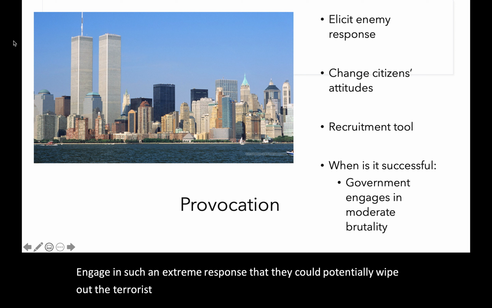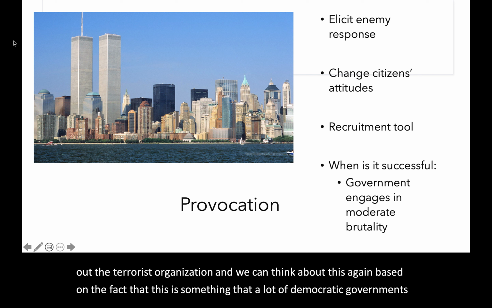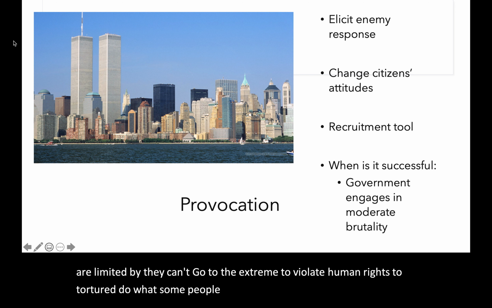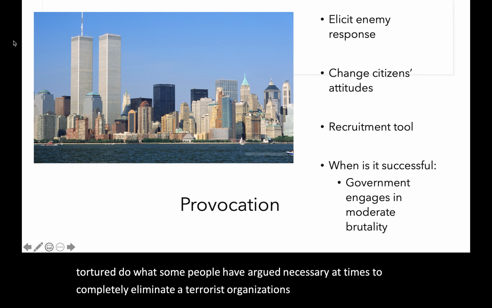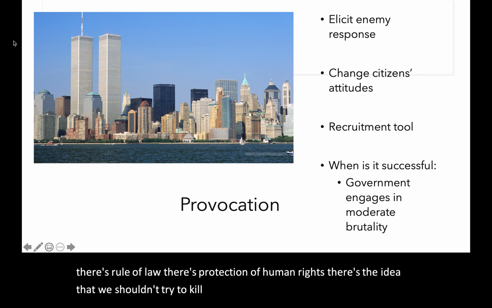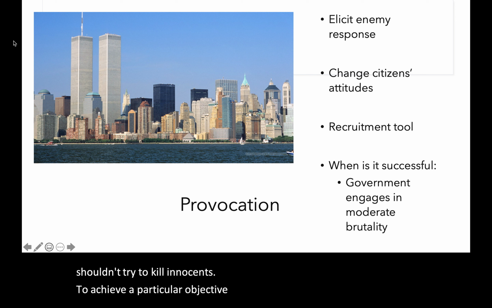And we can think about this again based on the fact this is something that a lot of democratic governments are limited by. They can't go to the extreme to violate human rights, to torture, to do what some people have argued is necessary at times to completely eliminate terrorist organizations, because there's rule of law, there's protection of human rights, there's the idea that we shouldn't try to kill innocents to achieve a particular objective. So the U.S. government in its response faces limitations.